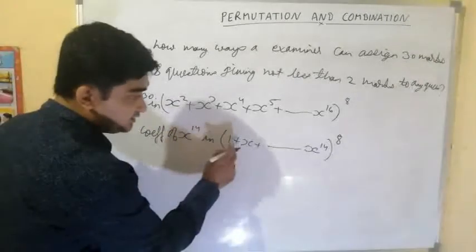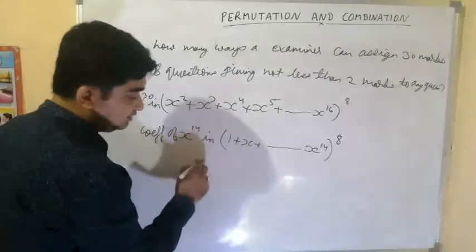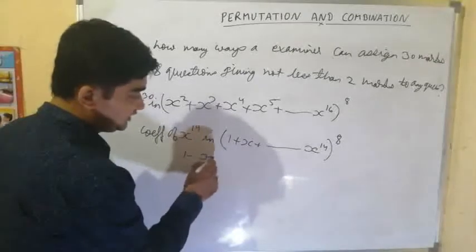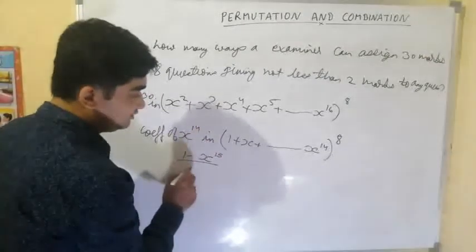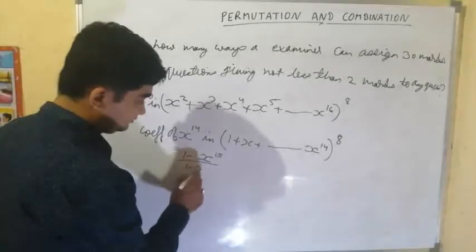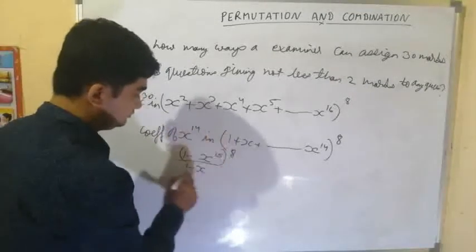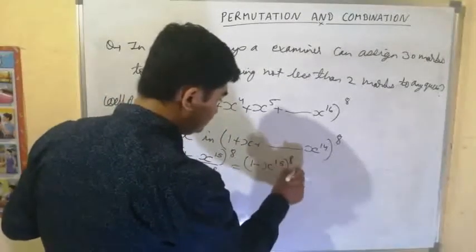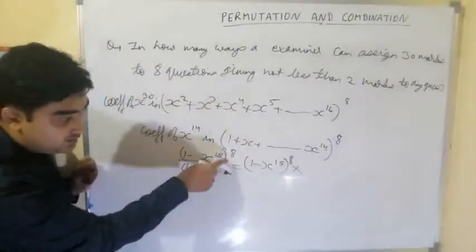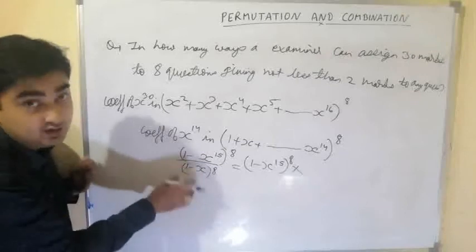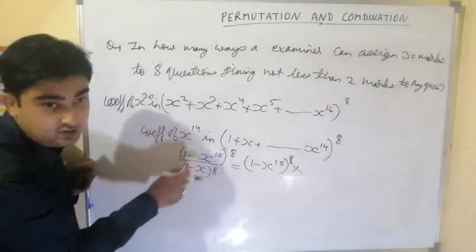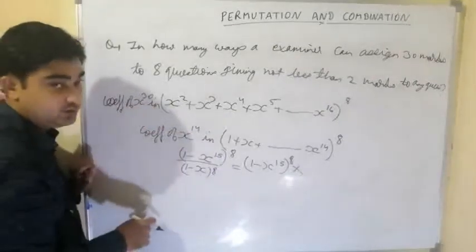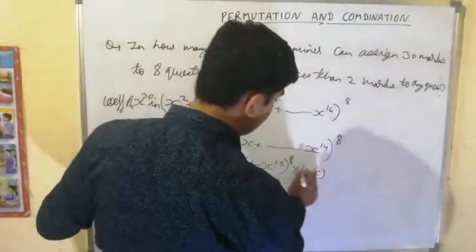Now, this is a GP. What is the sum of GP? A into 1 minus r power n over 1 minus r. What is r? X. What is n? 15. So 1 minus x power 15 upon 1 minus x. Total power 8 is with both the things. We have put the formula for sum of GP, power 8. Now this 1 minus x power 8 we are taking to the numerator. It will become 1 minus x power minus 8.